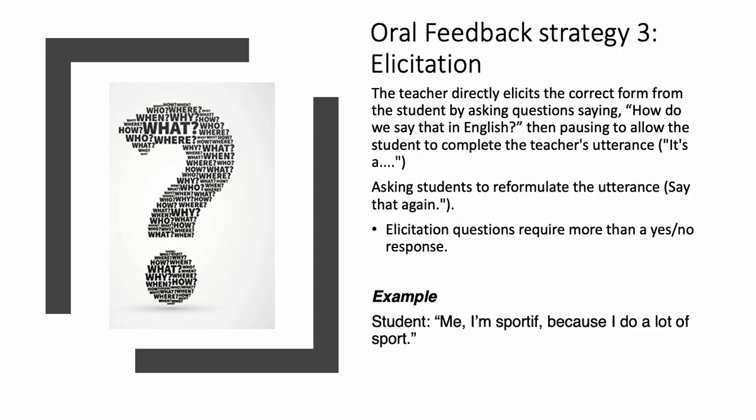So for example, this is something my students say a lot. Me, I'm sportif because I do a lot of sport. The teacher would say, you're what again? I'm sportif. But how do we say sportif in English? You're right that there's a sport in there, but we don't use the word sportif. How do we say sportif in English? Yeah, and then you would scaffold them if they needed help. Maybe you would ask a friend. You can say, are you an athlete? Let's use that word. So are we athletic? Yes. Again, you can see that there's some overlap.